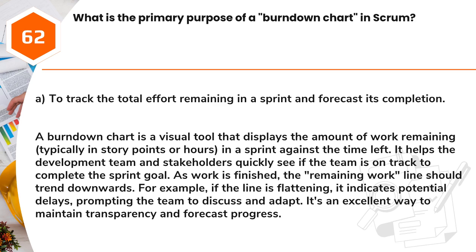Answer: A. To track the total effort remaining in a sprint and forecast its completion. A burn-down chart is a visual tool that displays the amount of work remaining, typically in story points or hours, in a sprint against the time left. It helps the development team and stakeholders quickly see if the team is on track to complete the sprint goal. As work is finished, the remaining work line should trend downwards. For example, if the line is flattening, it indicates potential delays, prompting the team to discuss and adapt. It's an excellent way to maintain transparency and forecast progress.